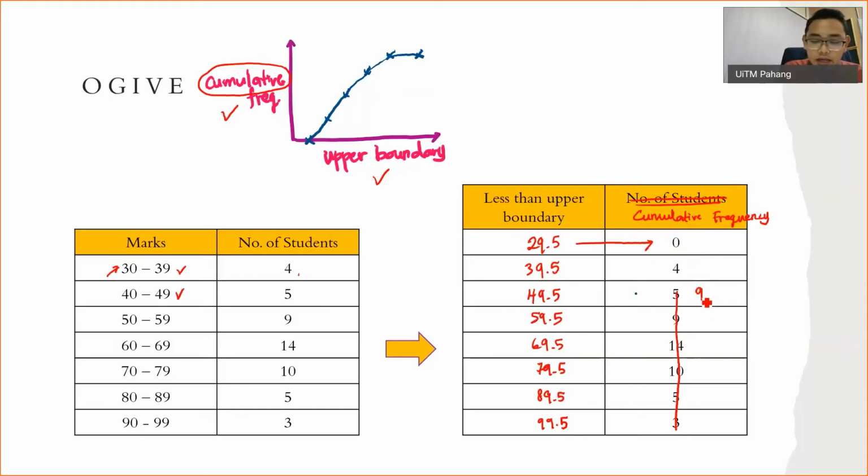9 plus 9, you get 18. 18 plus 14, 32. 32 plus 10 would be 42. 42 plus 5 would be 47. 47 plus 2 will be 50. Meaning to say that we have 50 students here. So now we are going to draw the ogive. I'm going to end the show first.